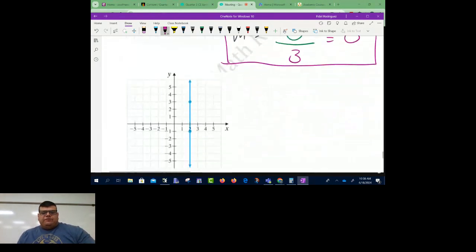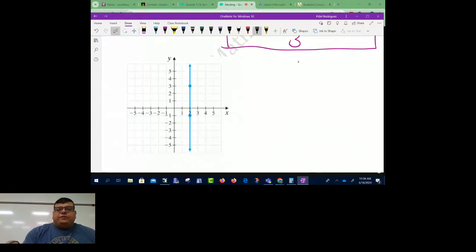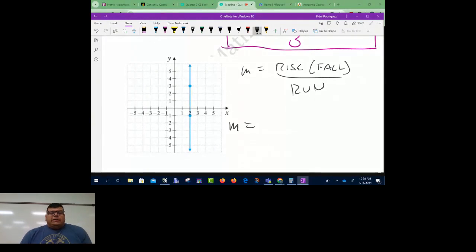All right. Let's do another one here. Let's take a look at this line. Again, remember, either the rise or the fall over the run. Let's see what's going on here. From this point to this point, 1, 2, 3, 4. We went up 4. But we did not run. We didn't go to the left, we didn't go to the right. So the bottom number here is 0.